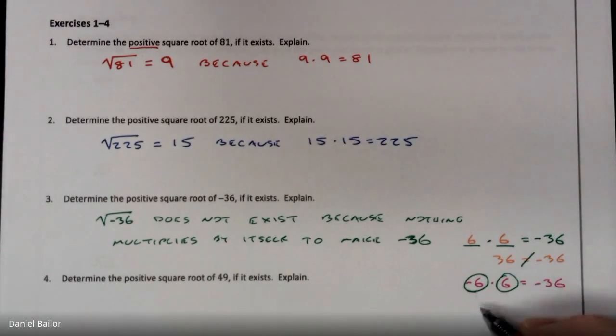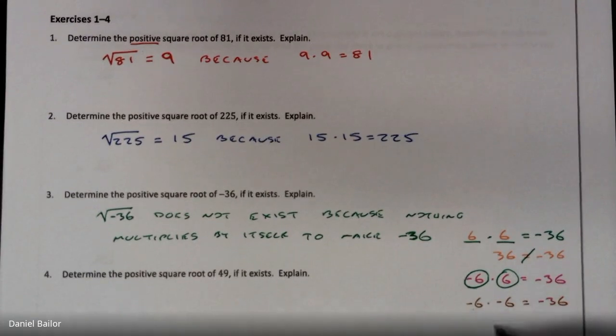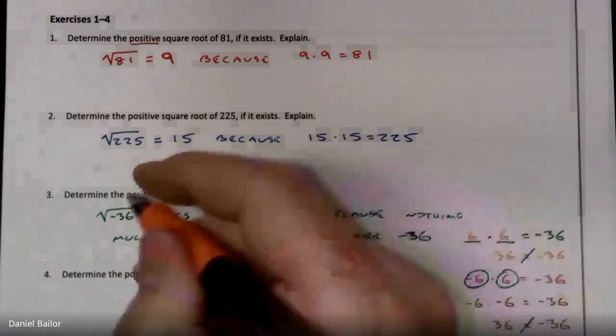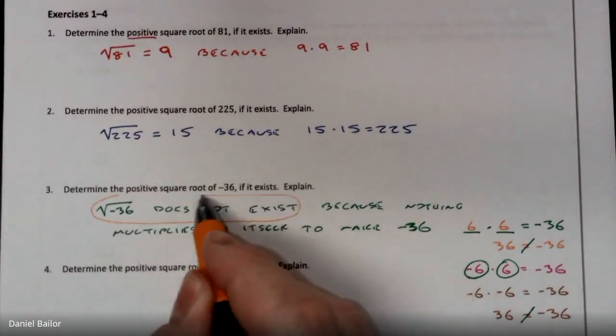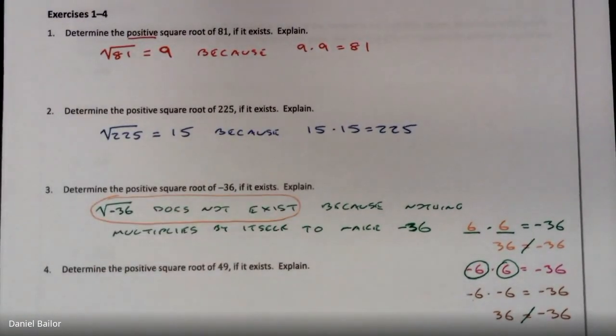Finally, you might say, okay, Mr. Bader, what about negative 6 times negative 6? Well, a negative times a negative makes a positive again. So we get positive 36, and 36 equals negative 36 does not work. So there is no answer to this. This does not exist. Nothing will work. There is no real number that will work for that.